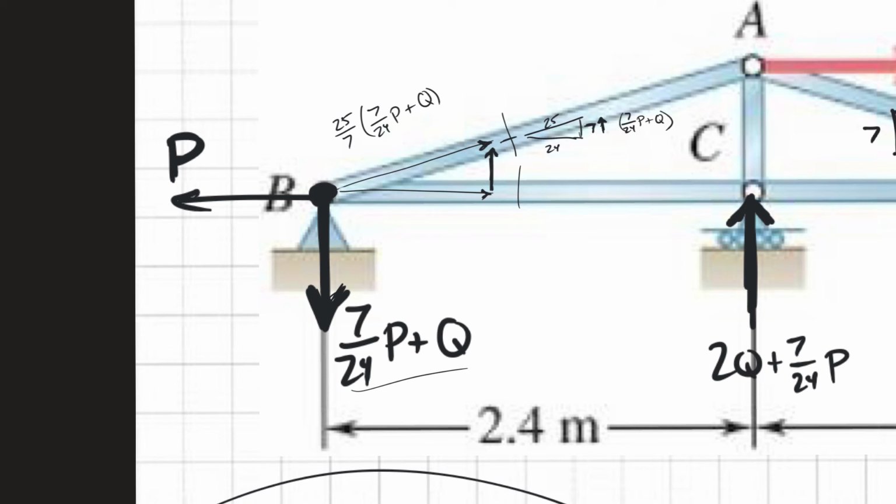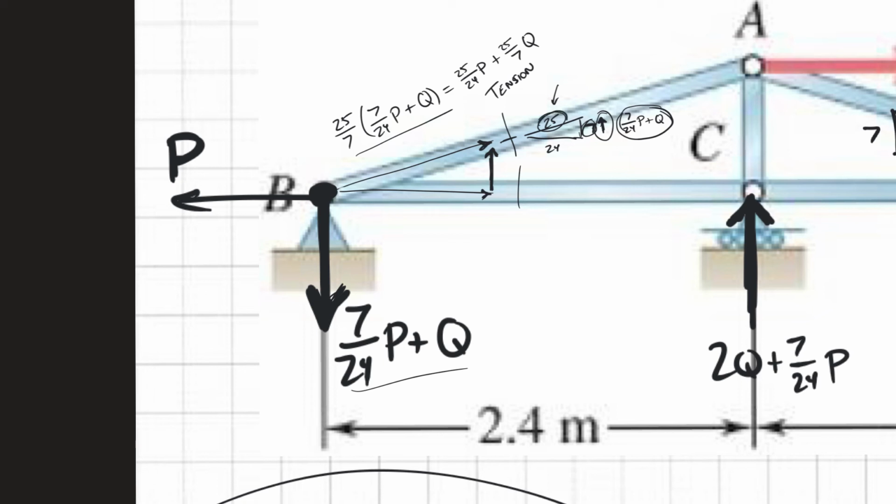Which means, by ratios, if that's the 7 side of this triangle, I want the 25 side of this triangle, right? So this side is 25/7 of whatever this side is. It's 25/7 of that whole side. So that means this thing is going to be equal to 25 over 24P plus 25 over 7Q. And that, of course, is tension. Of course, it's a little easier if you don't have such ugly numbers to deal with, P's and Q's and whatnot.